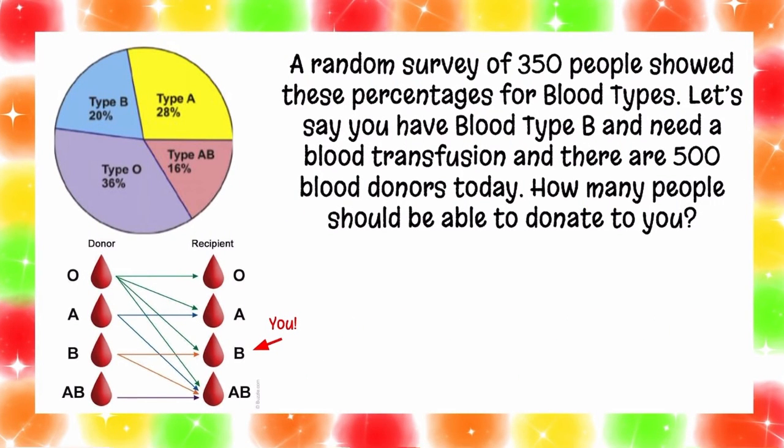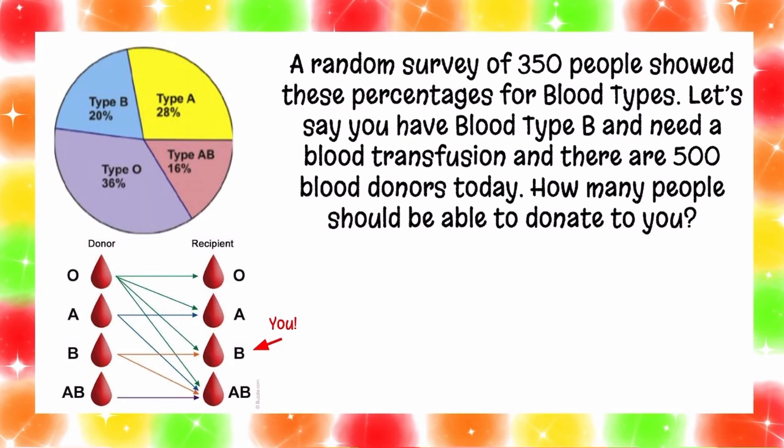Let's look at a blood type question. A random survey of 300 people showed these percentages for blood types. Let's say you have blood type B and need a blood transfusion. That means you need to get someone else's blood inside of you. And there are 500 blood donors today. How many people should be able to donate to you?